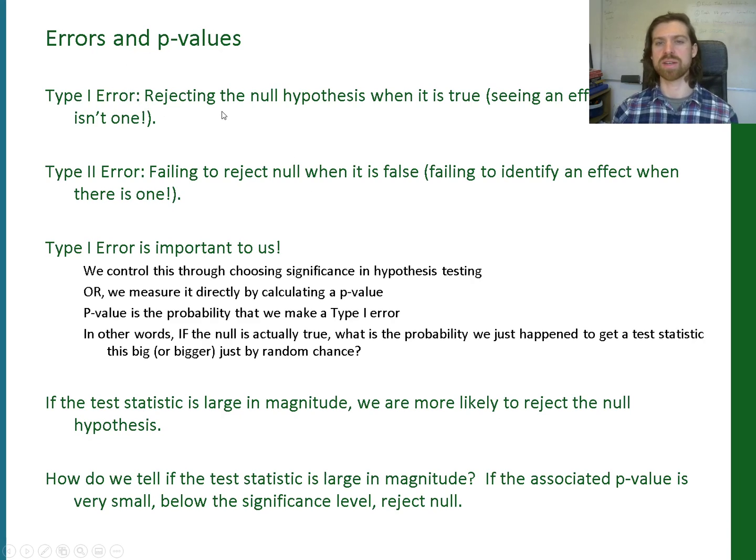Type 1 error is essentially rejecting the null when it's true, so that's seeing an effect where there isn't one. Type 2 error is failing to reject the null hypothesis when it's false, so that's failing to identify an effect when there is one. Type 1 errors obviously are important to us because we choose an alpha value, and this affects how we potentially fall into a type 1 error trap. And the test statistic that we obtain, the size of that's going to affect how likely we are to reject the null hypothesis. So that's something which we need to be aware of.